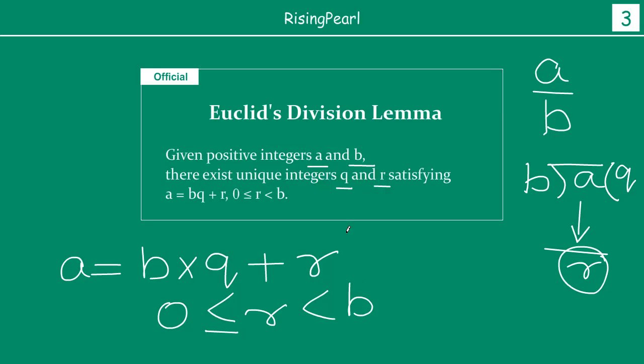So in other words, Euclid's division lemma is nothing but exactly the long division process. So friends, in the next episode, we are going to take a look at some of the applications of Euclid's division lemma.